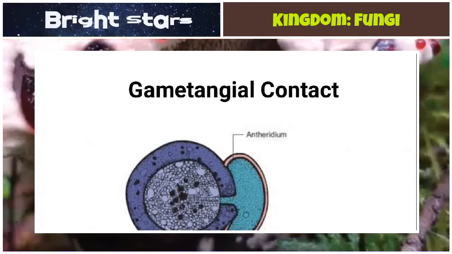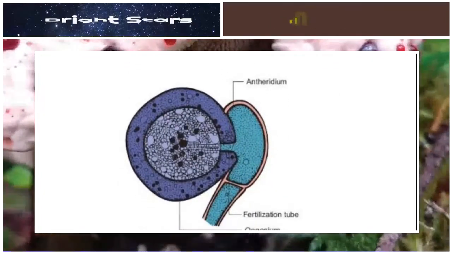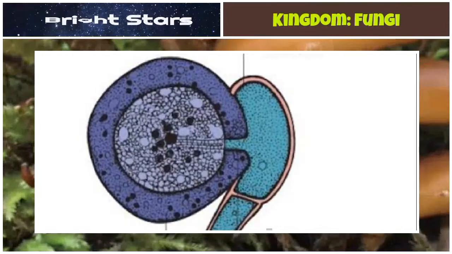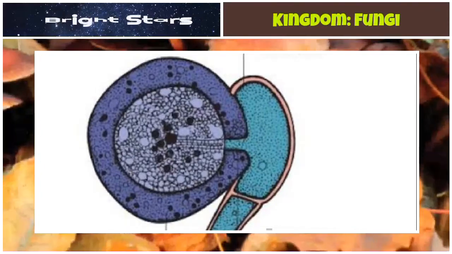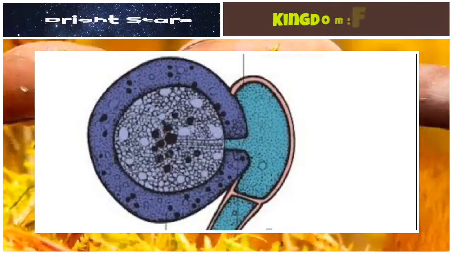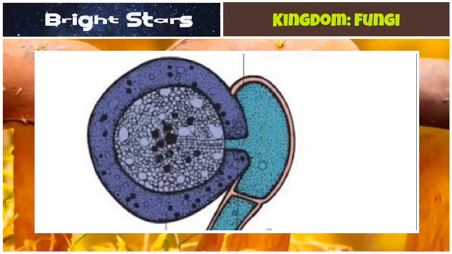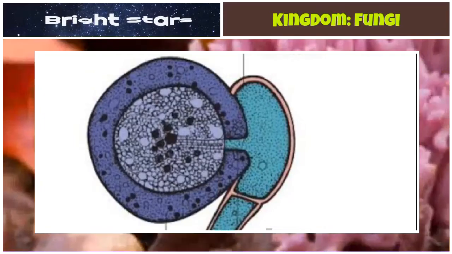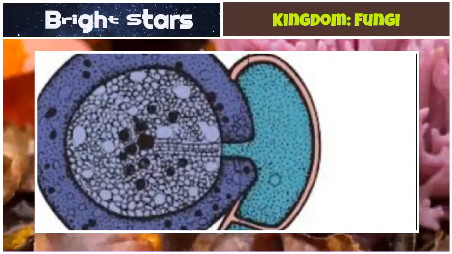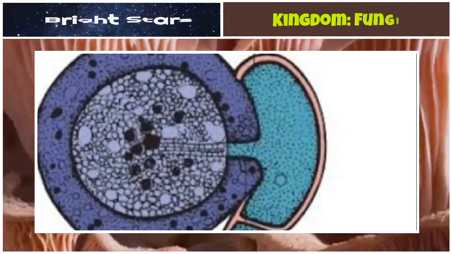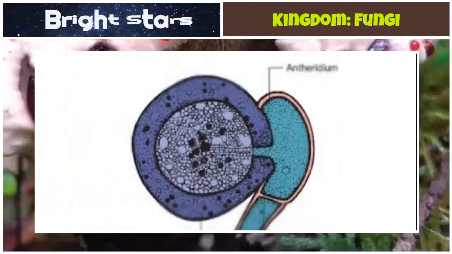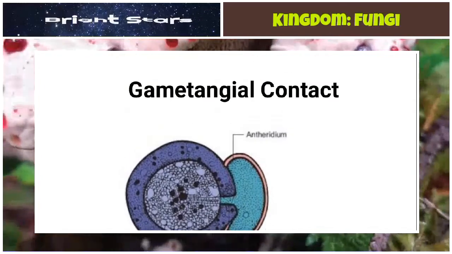So next feature is gametangial contact. In some fungi, two gametangia come together. Any structure that forms gametes or sexual cells is called a gametangium. So here male and female gametangia, antheridium and archegonium, come together and an exchange of cytoplasm and nuclear material takes place between these two gametangia. We call this sexual reproduction gametangial contact.